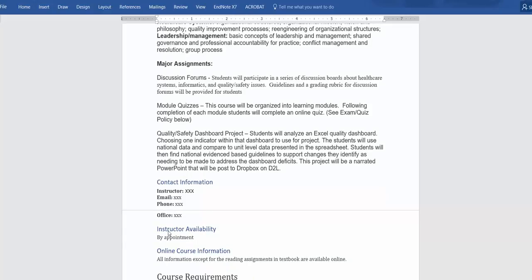In this course, you're going to have several major assignments. Each week, you will have a discussion board that you'll be responsible for doing an initial post and then responding to one of your classmates in the module week. You also each week have module quizzes, and those are timed.